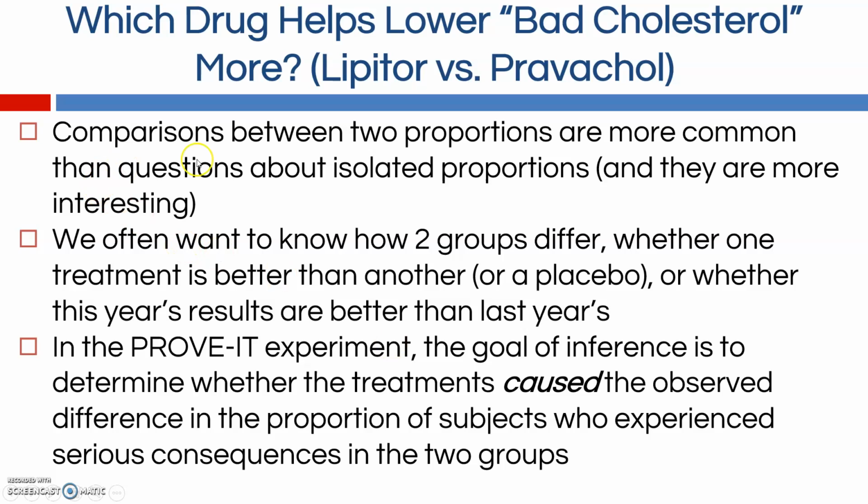All right, so comparisons between two proportions are more common than questions about isolated proportions. And that's what we did in chapter 9. These are much more interesting. And this allows us to compare two groups. We can compare a treatment versus a placebo, or whether results maybe for a test are better than previous year's results. So in that Prove It experiment, the goal of the inference was to determine whether the treatments caused the observed difference in the proportion of the subjects who experience serious consequences.